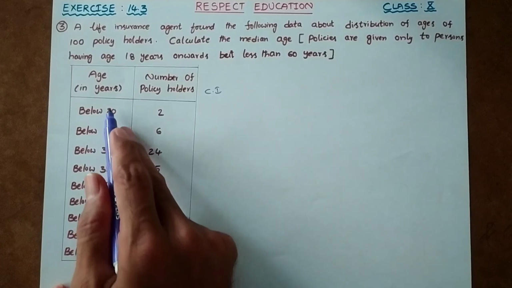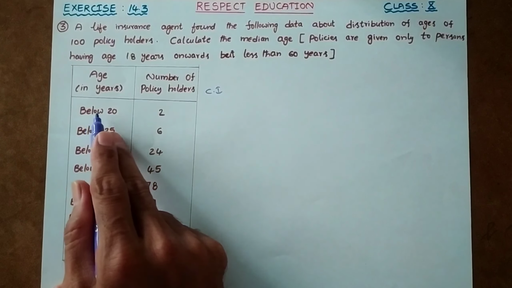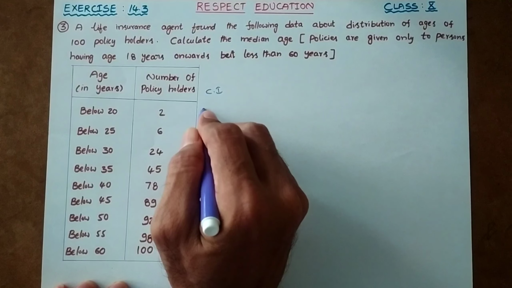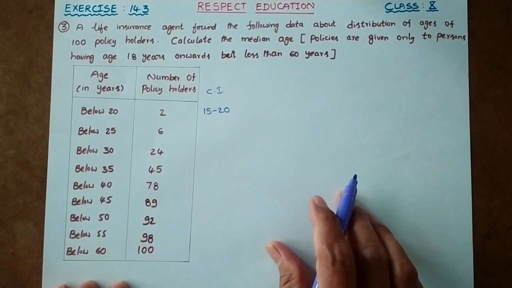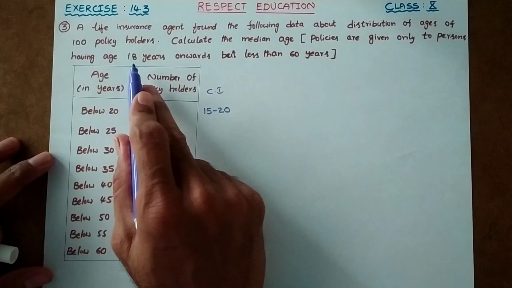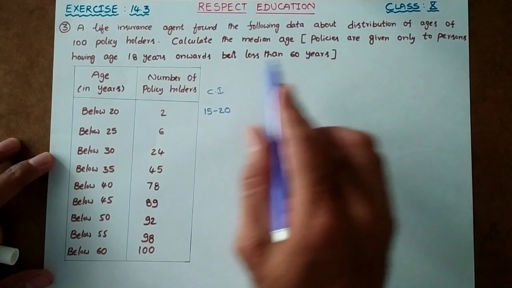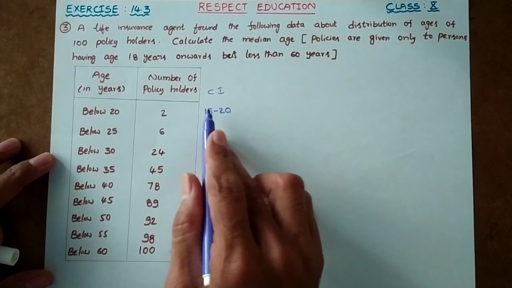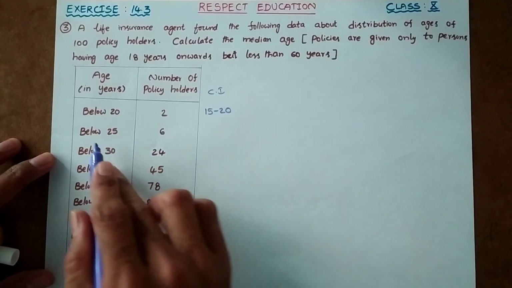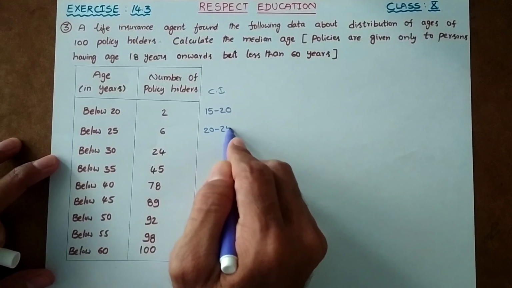Here you observe the difference: 20 to 25, 5 is the difference. So we should maintain the 5. So we should write here 15 to 20, right? Because it is clearly mentioned that below 18 years the policy is not given. Policy is given only for 18 to 60. So we need not write 0 to 5, 5 to 10, 10 to 15. Now below 25 is there, we can write it as 20 to 25.